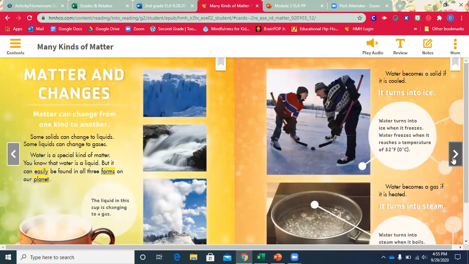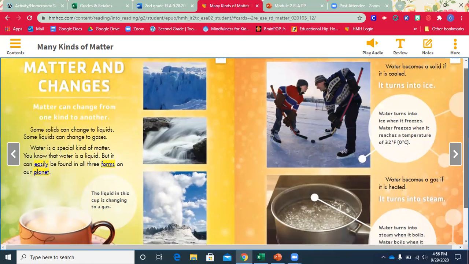Matter and changes. Matter can change from one kind to another. Some solids can change to liquids. Some solids can change to gases. Water is a special kind of matter. You know that water is a liquid, but it can easily be found in all three forms on our planet.